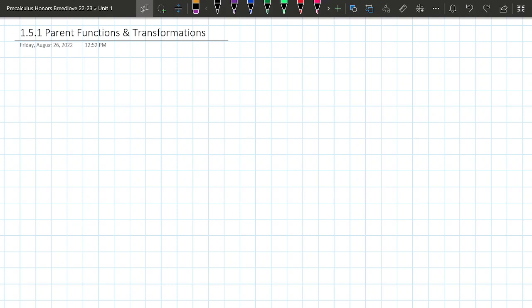So I'm going to be talking about parent functions and their transformations. And I'm going to start by just going over each parent function.